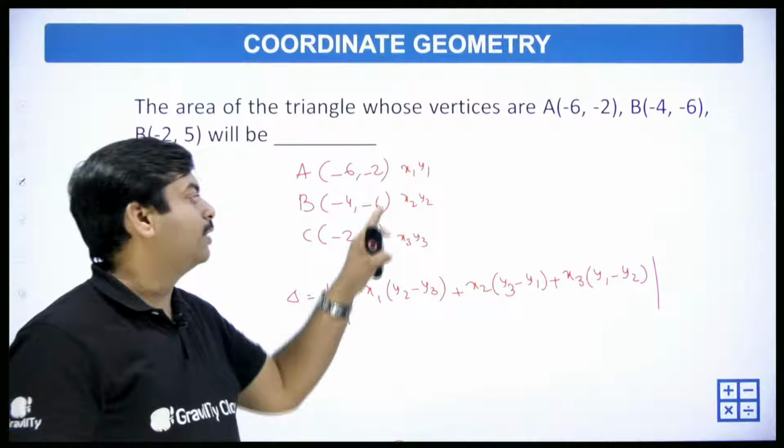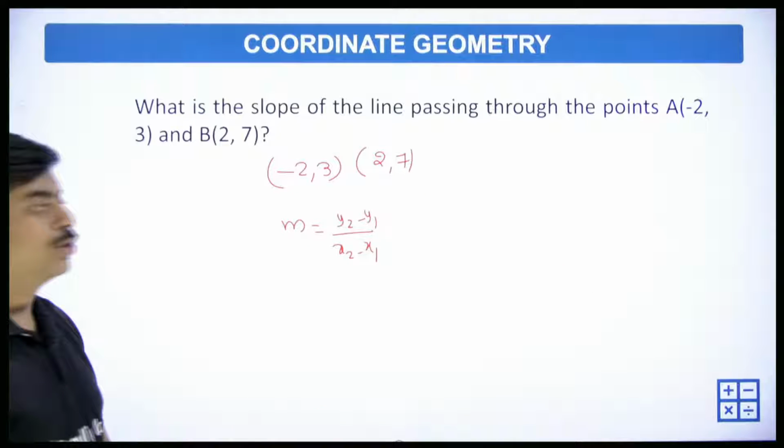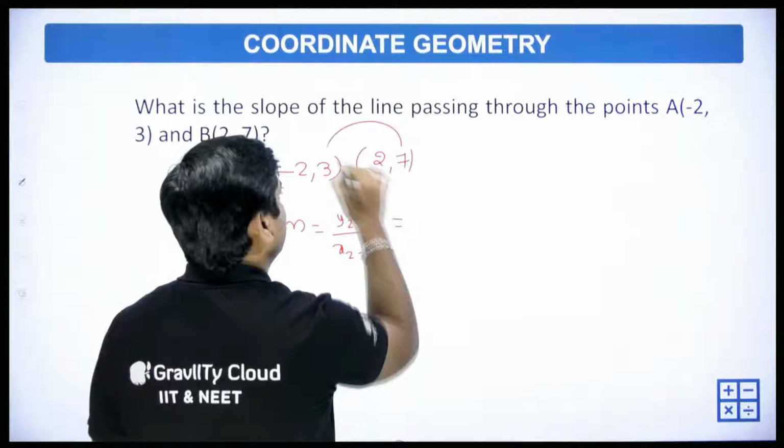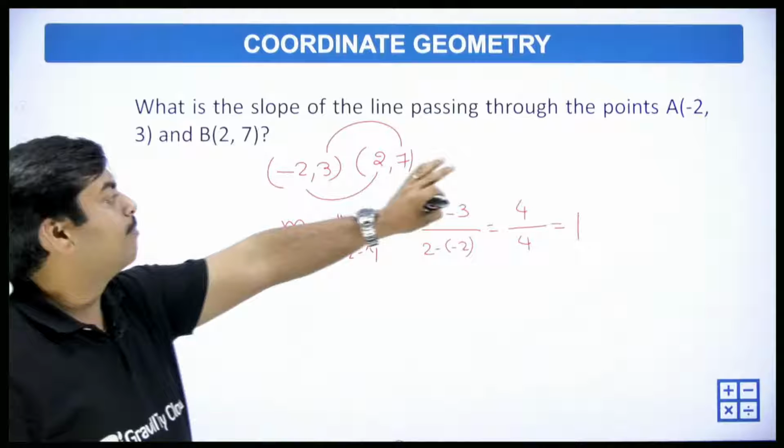Let's move to one more question. What is the slope of the line passing through the points (-2, 3) and (2, 7)? The slope is equal to y2 minus y1 by x2 minus x1. So 7 minus 3 by 2 minus of minus 2. 7 minus 3 is 4, by 2 plus 2 is again 4, which is equal to 1. The slope of the line joining A (-2, 3) and B (2, 7) is 1.